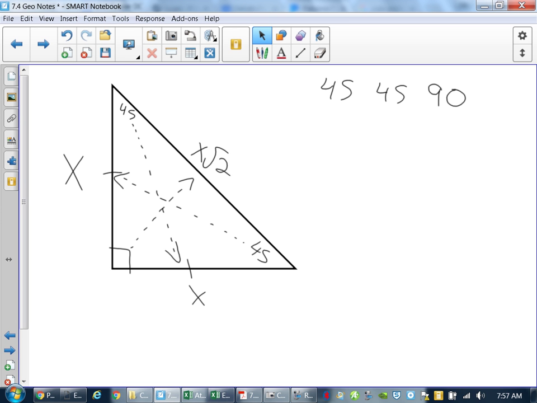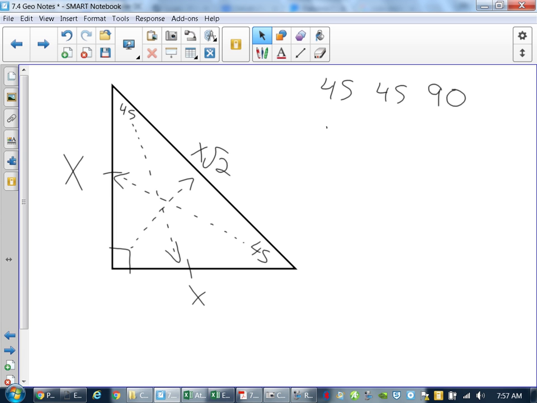The reason why this works is because the 45s make the x root 2 possible. Because they're isosceles. Because when you start doing the Pythagorean theorem, you're squaring two of the same things together. So when you do the math out of it, it's because of the isosceles.